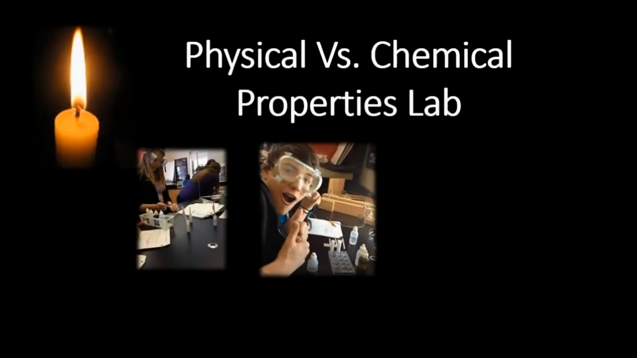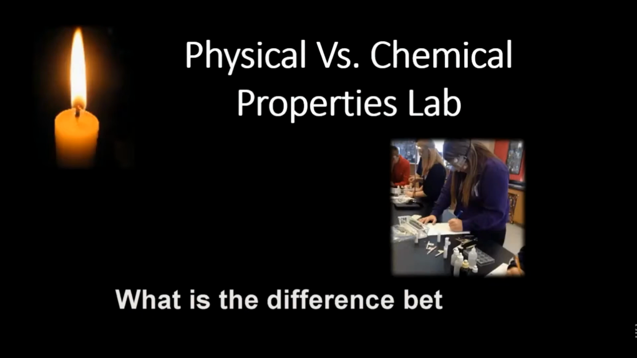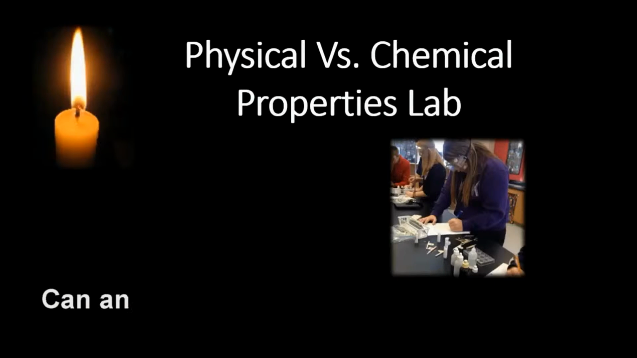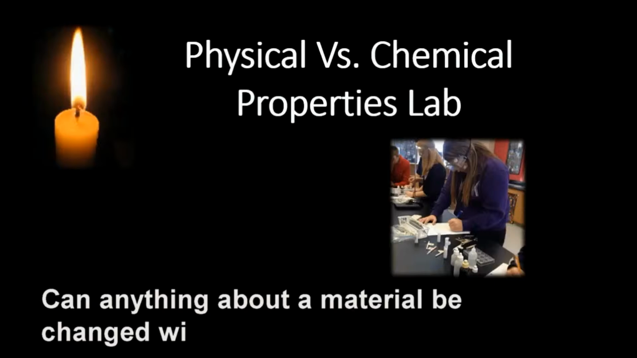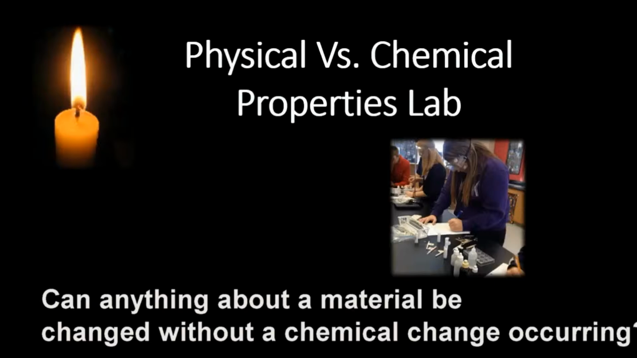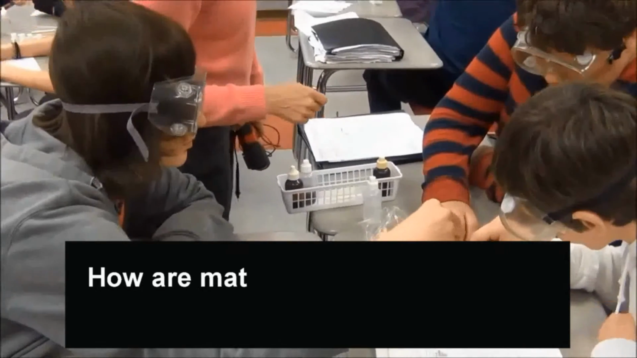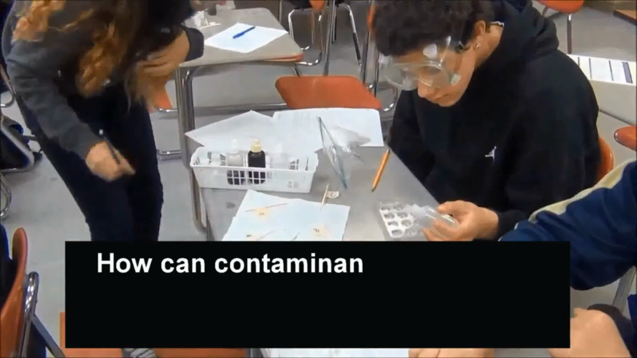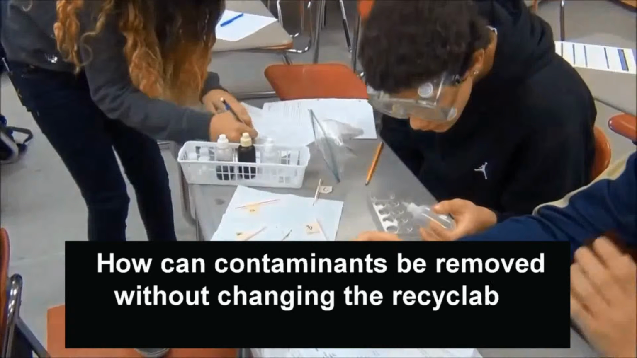Physical versus chemical properties lab. What is the difference between a physical and a chemical property? Can anything about a material be changed without a chemical change occurring? How are materials that can't be recycled separated from recyclables? How can contaminants be removed without changing the recyclable materials?